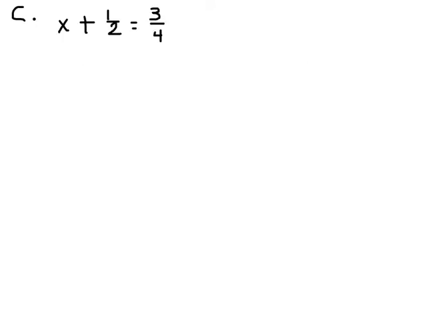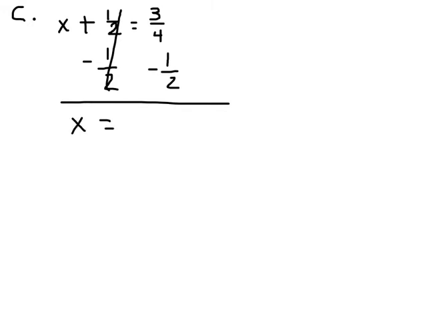Alright, in C, we have x plus 1/2 equals 3/4. We're going to need to subtract 1/2 from both sides. Alright, over here, again, this is really easy. x equals, but here we've got to get a common denominator. And we know that that is 4, so that means this one's going to just stay just like it is. But here, we're going to say 1/2 is the same as 2/4. So we're going to subtract 3/4 minus 2/4, and we get 1/4 is our answer.